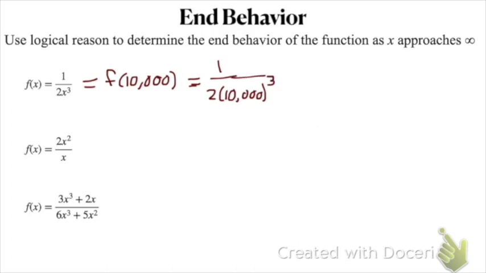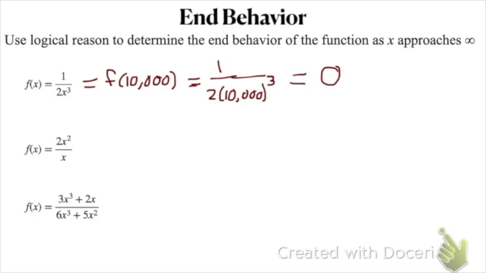Well, the number in our denominator is going to get really, really big. And we're going to have 1 divided by a very, very large number. And 1 divided by any really, really large number goes to 0. It's going to get closer and closer to 0. It'll never get to 0, but it'll get really, really close, being 1 over a very, very large number. So as x approaches infinity, we approach 0.